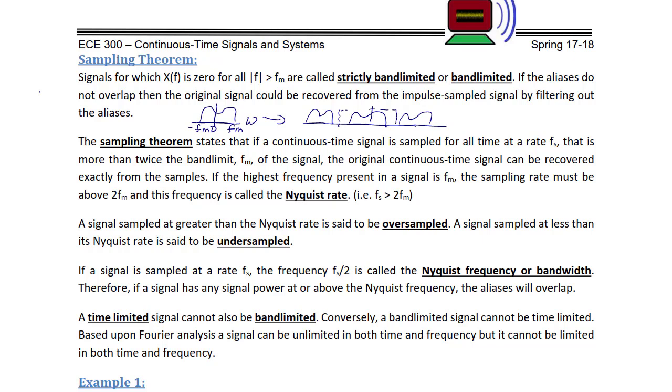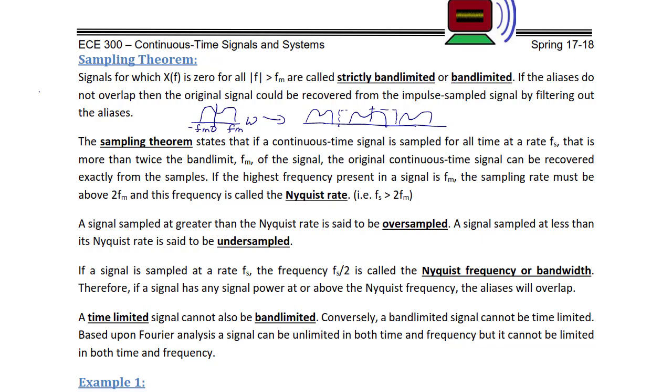A signal sampled at greater than the Nyquist rate is said to be oversampled. A signal sampled at less than the Nyquist rate is said to be undersampled. If a signal is sampled at a rate fs, the frequency fs over 2 is called the Nyquist frequency or bandwidth. Therefore, if a signal has signal power at or above the Nyquist frequency, the aliases will overlap.